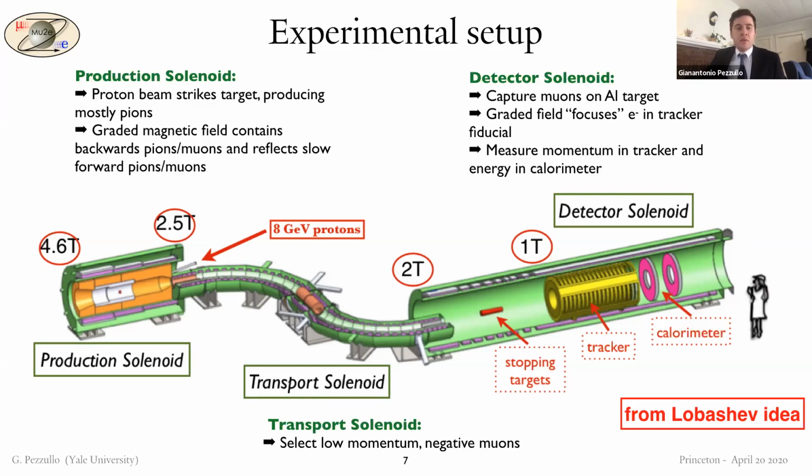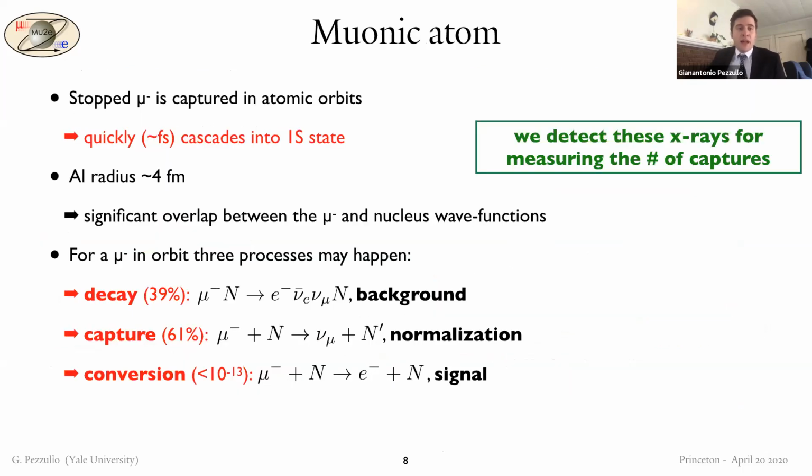momentum for selecting only negative muons, which are then allowed to reach the final solenoid, named the detector solenoid. Here, the muon beam strikes an aluminum stopping target, where we create muonic atoms. Once the muon is stopped, it quickly falls to the 1s state of the nucleus, and it can do essentially these 3 main processes.